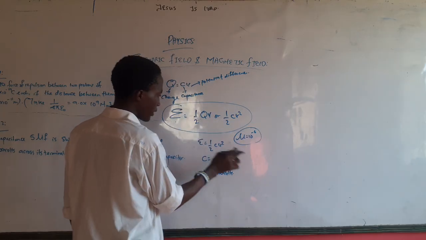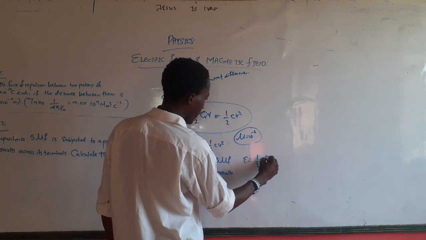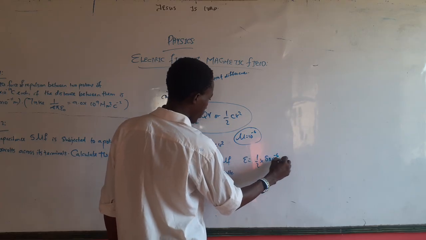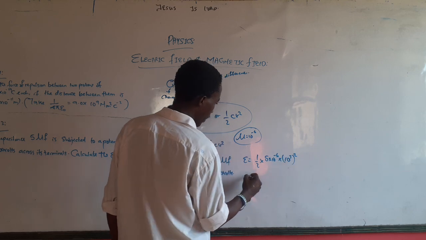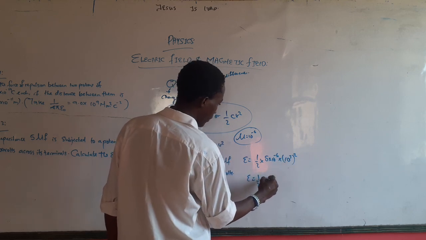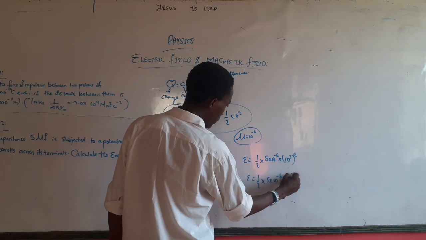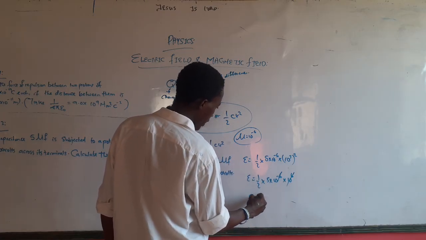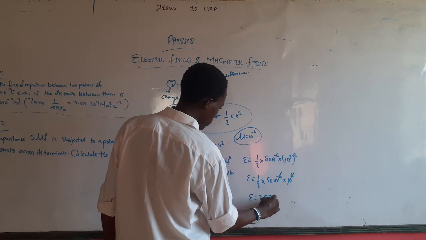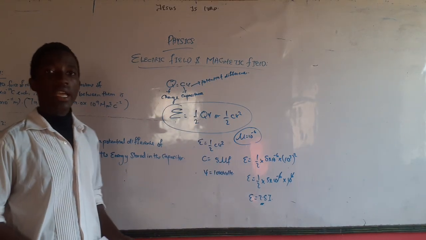Let's introduce everything here. E equals 1 over 2 multiplied by 5 times 10 to the power minus 6 multiplied by 1000, that's 10 to the power 3, squared. So E equals 1 over 2 multiplied by 5 times 10 to the power minus 6 multiplied by 10 to the power 6. This cancels this. So we have 5 divided by 2, and E is 2.5 joules. That was the energy stored in a capacitor.